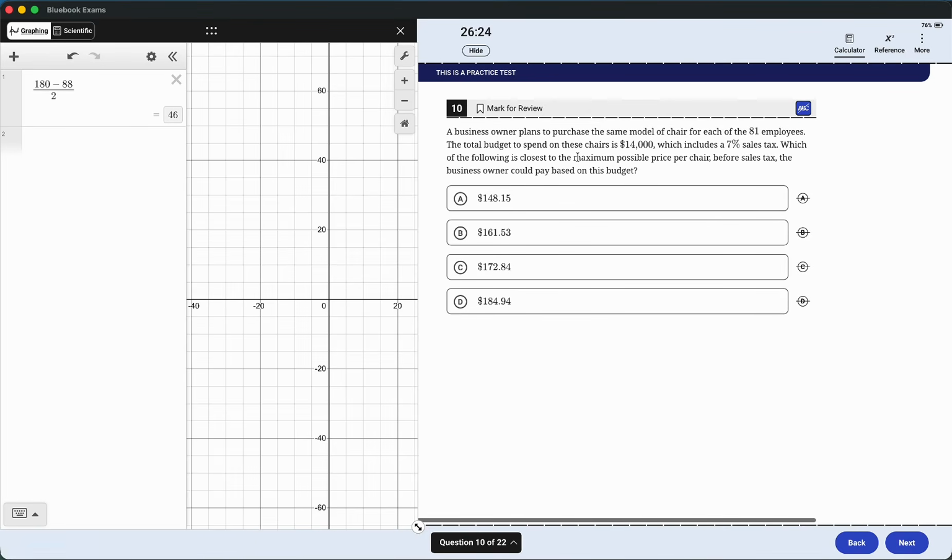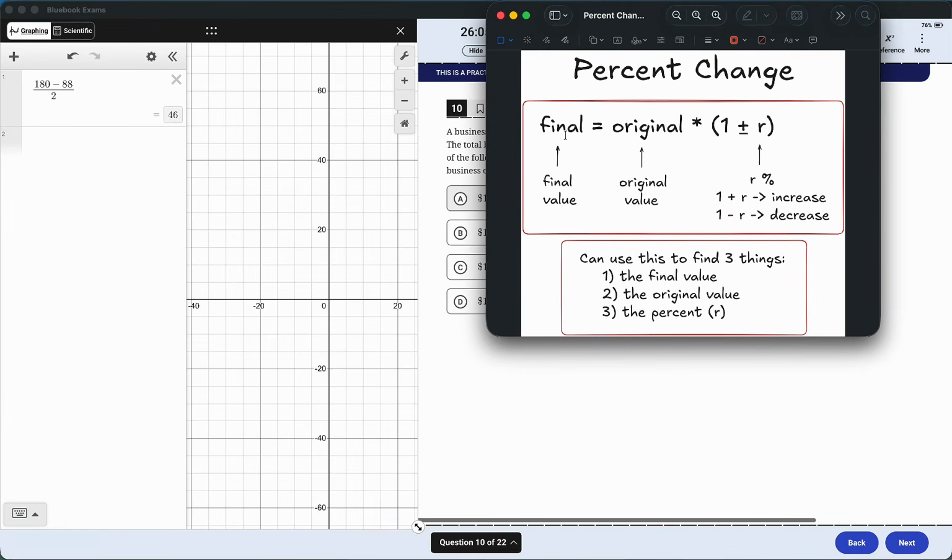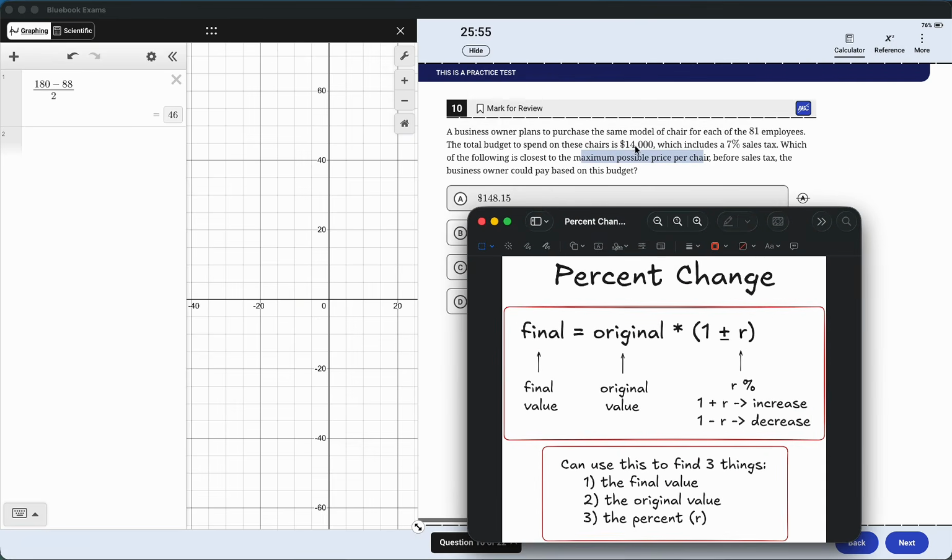Next one here. A business owner plans to purchase the same model of chair for 81 employees. The total budget to spend is $14,000, which includes a 7% sales tax. Which of the following is the closest to the maximum price per chair before sales tax the business owner could pay based on this budget? So you have to understand percents, right? This is a good percent equation to know. We can say the final value is equal to the original value times our percent increase or decrease. Here we know the final value, the budget, which is $14,000. We cannot spend more than that. We want to figure out the original price of each chair that we can have.